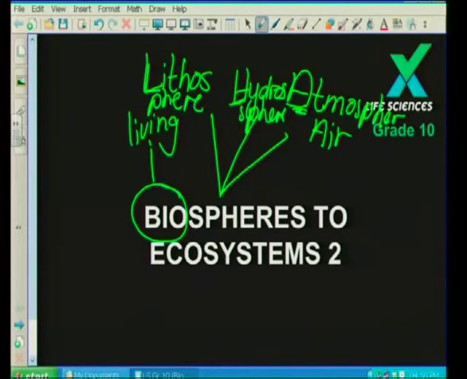So what we did on the biosphere is we looked at all the living organisms and how they interact with their non-living environment, which is air, water, and land. Now today we're going to look at a smaller biosphere, which is called an ecosystem. So we're going to concentrate on the ecosystem and the environment. All right, let's move on from here. So we're going straight on to what we are going to discuss today.